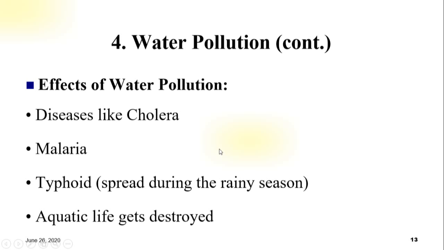Water pollution can cause diseases like cholera, malaria, typhoid, and harm to aquatic life. All these points are diseases from water pollution, which spread during the rainy season. Aquatic life gets destroyed. The water life gets destroyed.